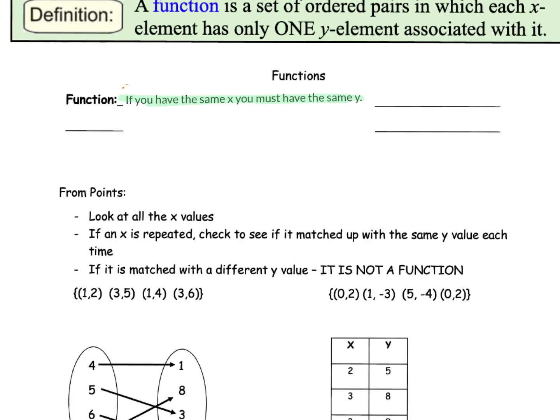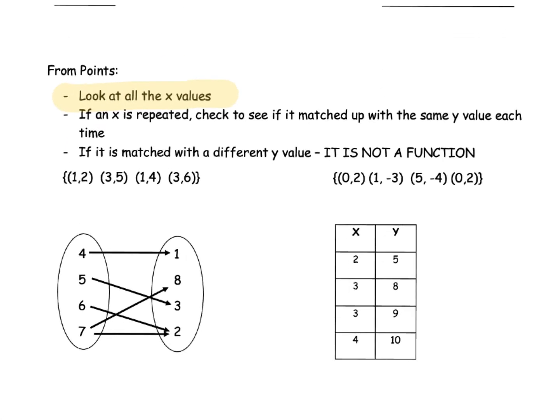Okay, so rather than have you type out the steps, I just wrote them. Every single time, if you want to see whether or not it's a function, you'll just look at your x values. If an x is repeated, it can be a function. They just have to have the same y value to go with them. But if it's matched with a different y value, it is not a function.